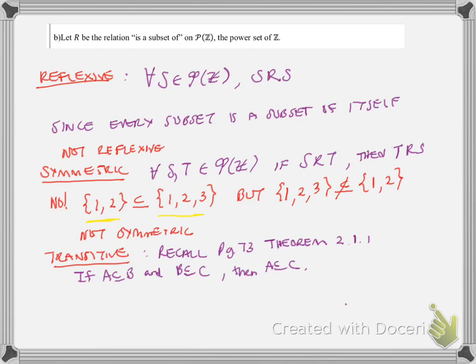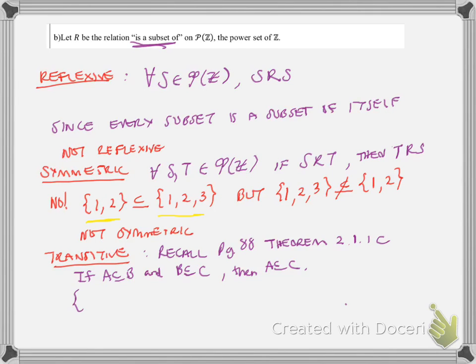Okay. For the transitive property, we actually can recall a theorem to help us answer this question, because recall page 73, but that was in the old book. So it's actually page 88 in your book. And theorem 2.11c. Okay. And it says if A is a subset of B and B is a subset of C, then A is a subset of C. Okay. And so that's what the relation is asking for. And so this is true.